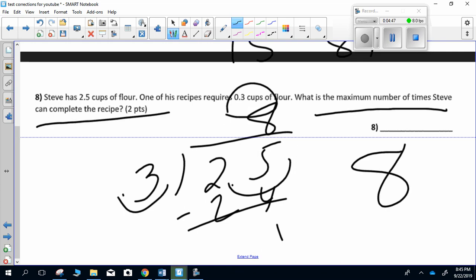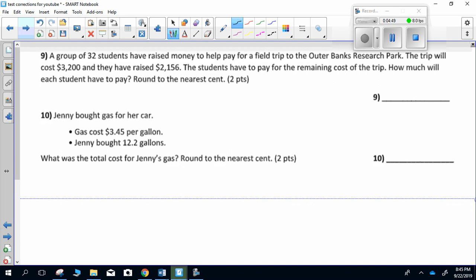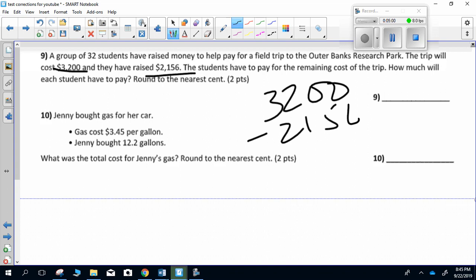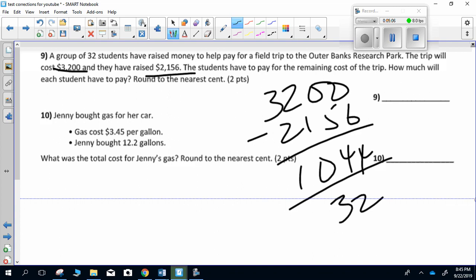That would be 8. A group of 32 students has raised some money. So they've raised, trip costs that much, they've raised that much. So 3,200 minus 2,156 is $1,044, split amongst the 32 kids.